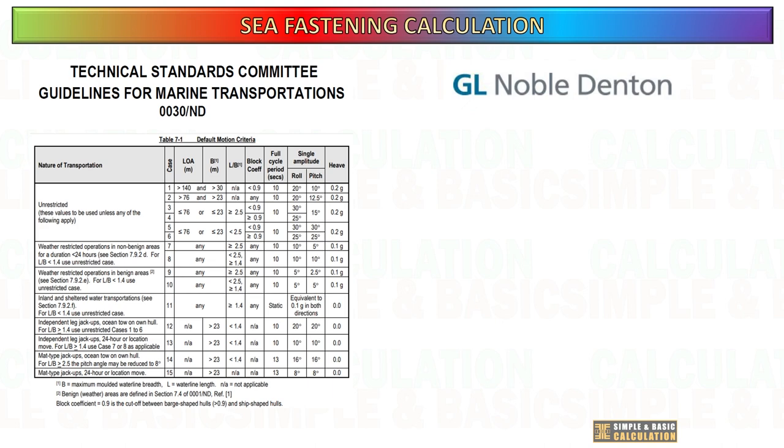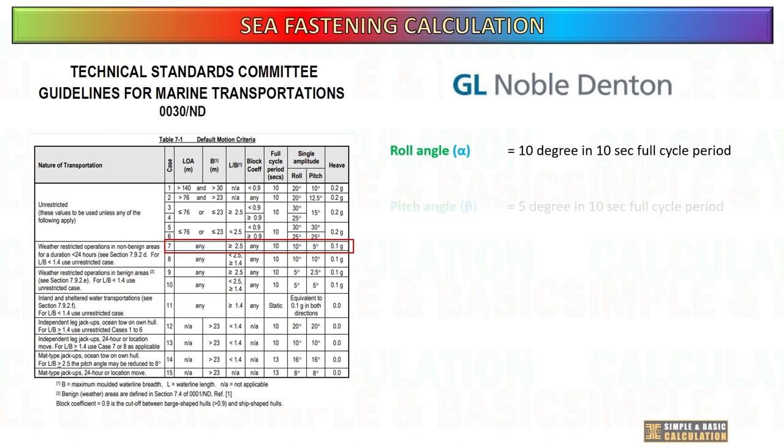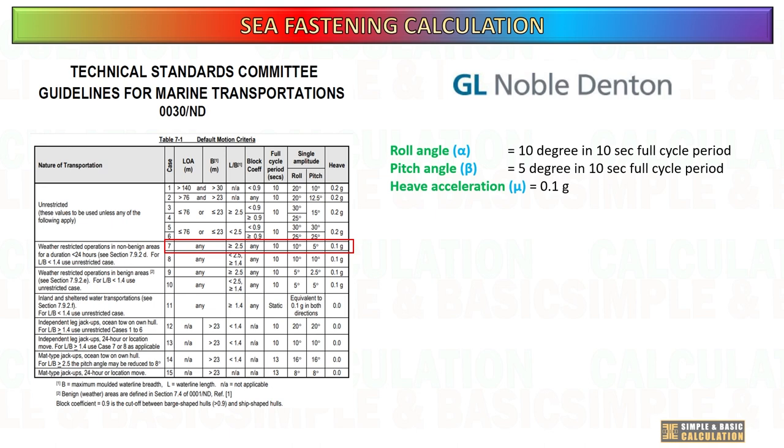These are the motion criteria that we will utilize in our calculation. This is the guideline for marine transportation by Noble Denton. Motion criteria for sea transportation refer to the parameters and standards used to evaluate the motion characteristics of vessels and offshore structures in various sea conditions. These criteria help ensure the safety, comfort, and operational efficiency of maritime operations.